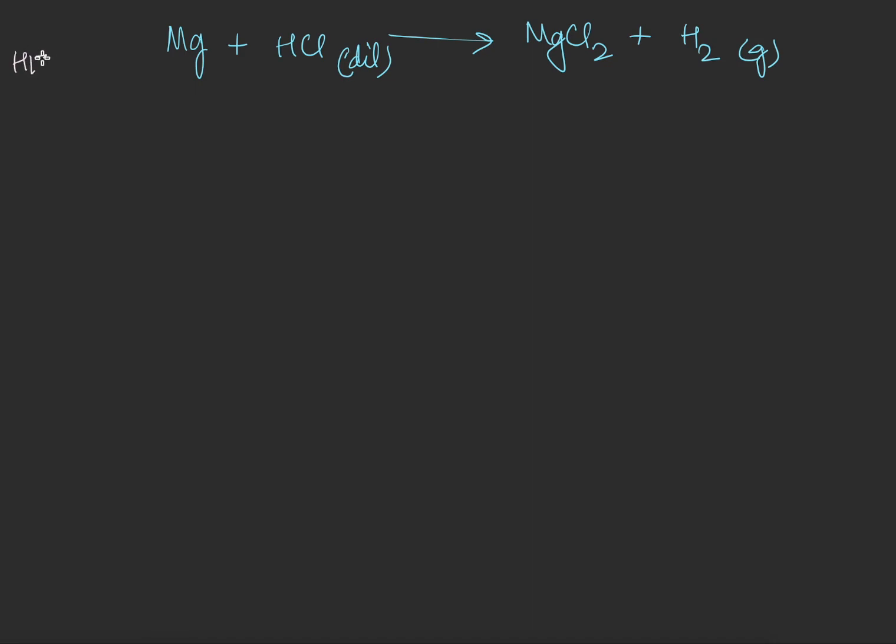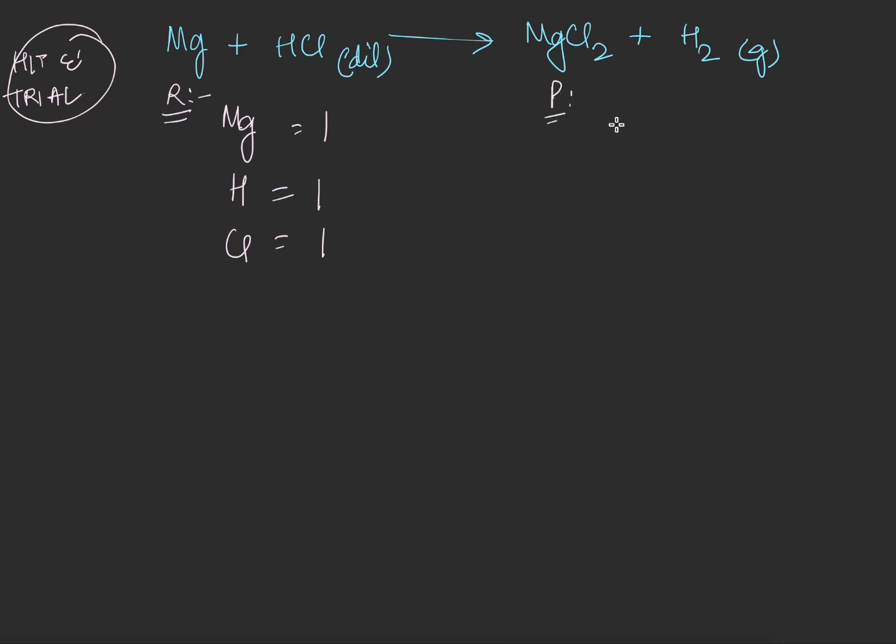Now the method that we use to balance the reactants and the product is called the hit and trial method. In this hit and trial method, we are going to write down the symbol of the elements and the number of atoms of each element on both the sides, on the reactant side and also on the product side. So let's quickly go ahead and write it. So we have magnesium 1 atom, hydrogen 1 atom and chlorine 1 atom in the reactants. On the product side, what all do we have? We have magnesium, hydrogen and chlorine.